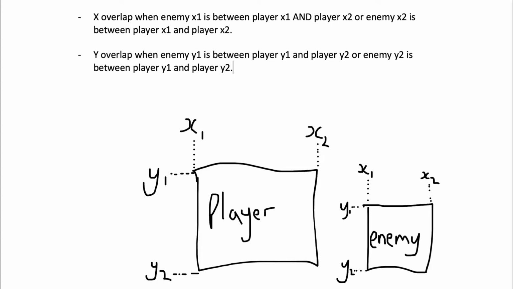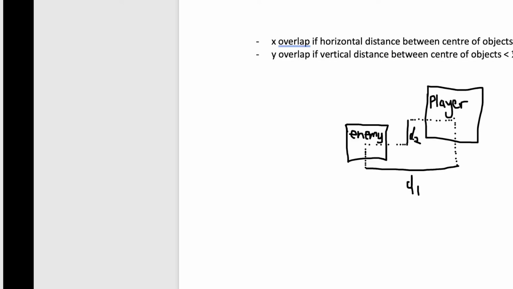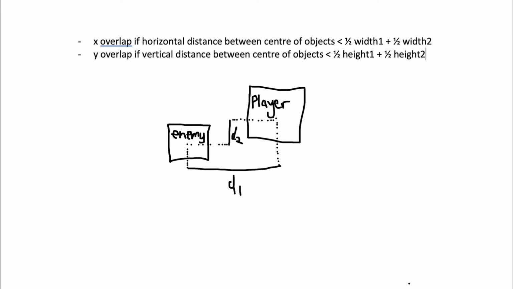Okay, I watched a Coding Train video, link below, and we're not going to do this anymore, we're going to do this. We're going to have X and Y positions that define the center of the player and the enemy. And if these D1 and D2 values are both less than half of the player width plus half of the enemy width, then there is overlap and the player should get a game over.